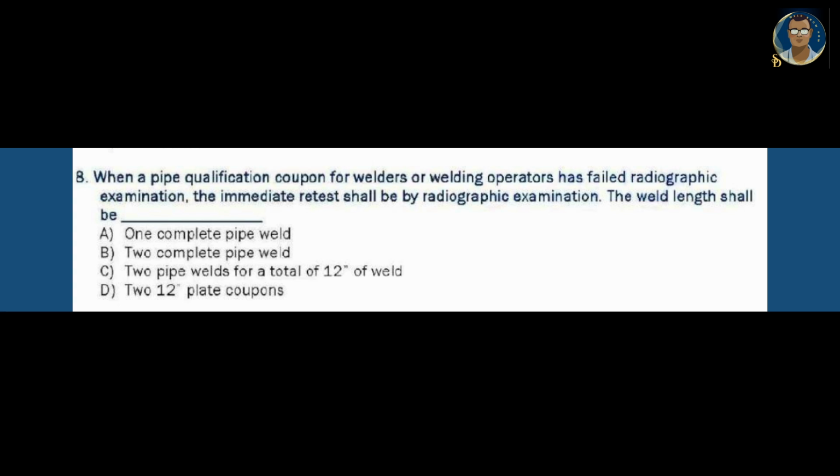Question number 8. When a pipe qualification coupon for a welder or welding operator has failed radiographic examination, the immediate retest shall be by radiographic examination. The weld length shall be option A, 1 complete pipe weld, 2 complete pipe welds, 2 pipe welds for a total of 12 inches of weld, or 2 12-inch plate coupons. The right answer is option C. That means 2 pipe welds for a total of 12 inches of weld.